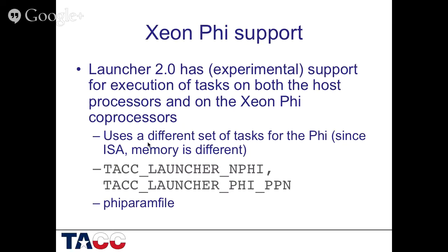So you can use the two environment variables, NPHI and PHI_PROCESSES_PER_NODE, and then use the PHI_PARAMFILE so that it knows that, hey, these are the jobs that I can run on the Xeon Phi, and these are the jobs that I can run on the regular host. So wanted to expose that to you. You had some fun playing around with Bash and learning some scripting, and I wanted to show you an application of Bash that really takes advantage of all of the hardware that we have here at Stampede.